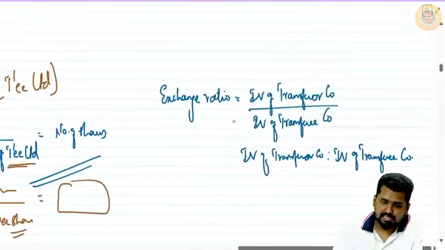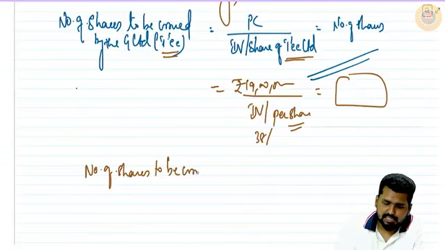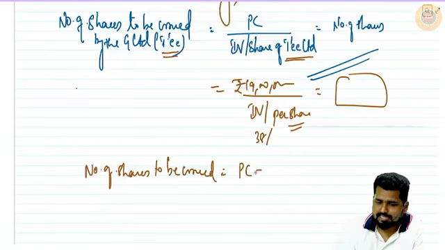So to put it like this, listen to me. Number of shares to be issued, the last point to listen. Number of shares to be issued is equal to PC. How did we get the PC? PC is nothing but what? Number of shares.